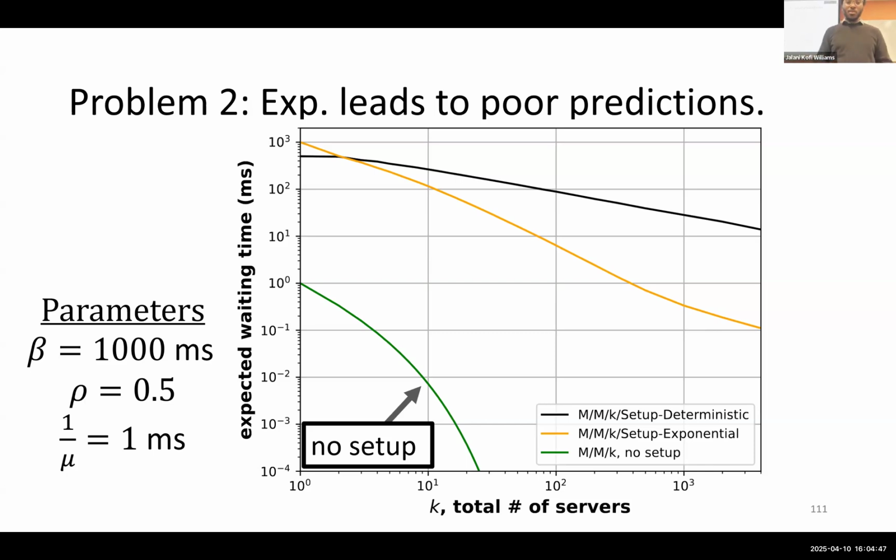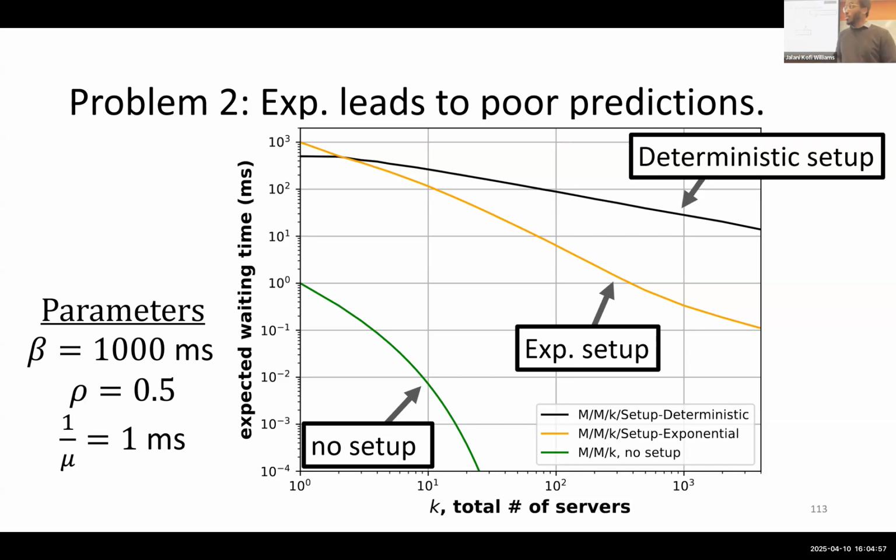And so the no setup case decays very quickly. The exponential setup case decays fairly slowly. I mean, the setup time is quite large. But the deterministic case decays extremely slowly, much more slowly than the exponential case, to the point where if you have 100 servers, these waiting times differ by orders of magnitude. It's 100 milliseconds in the deterministic case, whereas it's under 10 milliseconds in the exponential case. From a provisioning standpoint, this is a big deal. You will end up with very incorrect predictions if you use an exponential model instead of a deterministic model. There's a huge gap between these things.